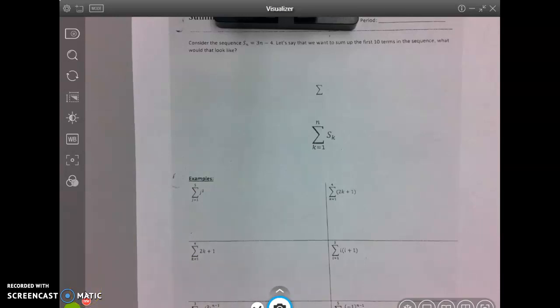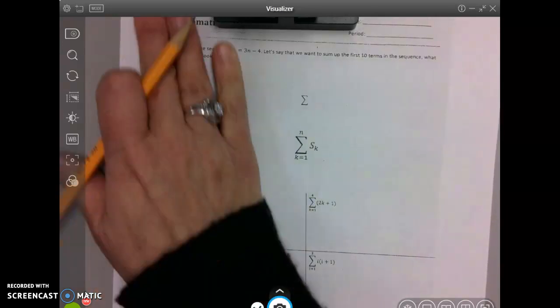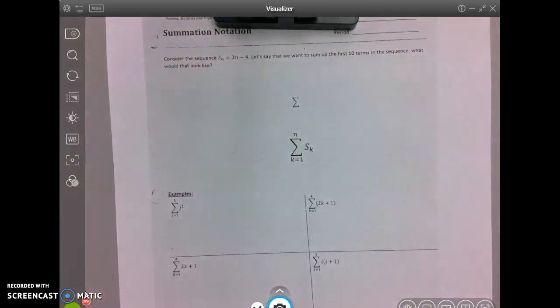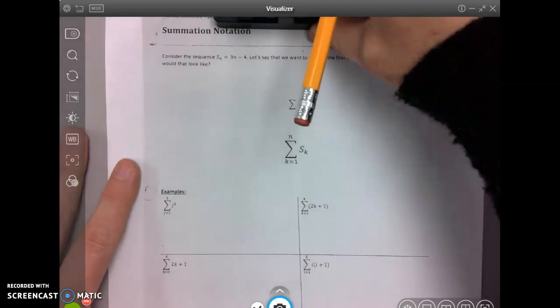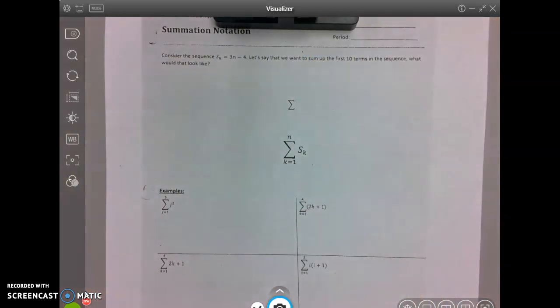Right, so for this video, what we're going to be looking at is summation notation. And what is summation? Let's look at what the directions say. It says consider the sequence S sub n equals 3n minus 4. Let's say that we want to sum up the first 10 terms in that sequence. What would that look like?